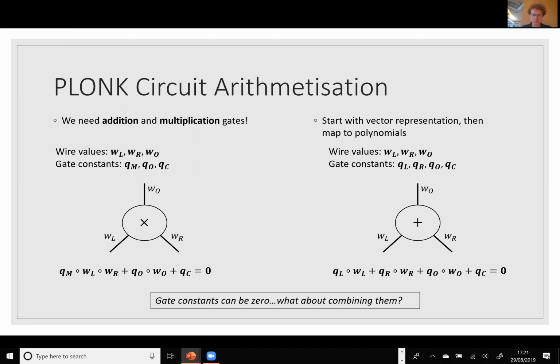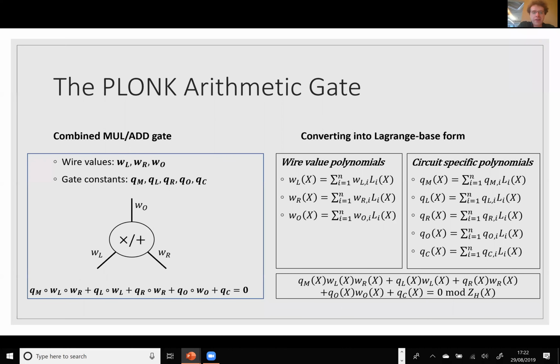So you need to deal with addition and multiplication, and find some way of elegantly doing this without massively increasing the degrees of all of these polynomials you're committing to. So something that we noticed relatively early on was, well, we have these selector vectors and they can be 0. So why not just combine addition and multiplication gates into one arithmetic gate?